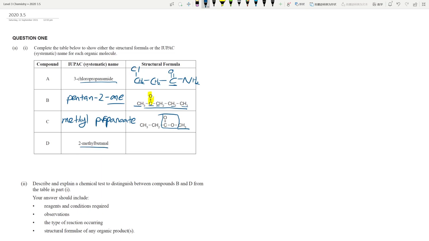Right, 2-methylbutanal. Butan is 1, 2, 3, 4. But means 4. Al means aldehyde. So at the end you have a CHO. So this is carbon number 1, carbon number 2. 2-methyl, I have a CH3 here. And then just make sure every single carbon has 4 bonds.